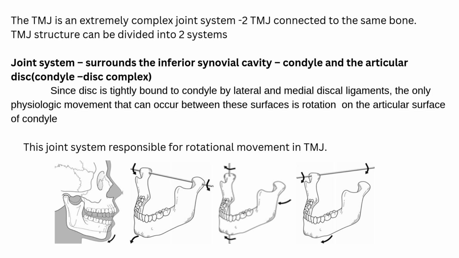So the first system is the condyle disc complex, that is the inferior synovial cavity: the condyle and articular disc together form the condyle disc complex. Now this articular disc is tightly attached to the condyle because of the medial and lateral discal ligaments. So the only physiologic movement possible at the condylar surface is rotation. If you have noticed, when you open your mouth slightly, the condyle only rotates at a fixed point. So that is the first system.